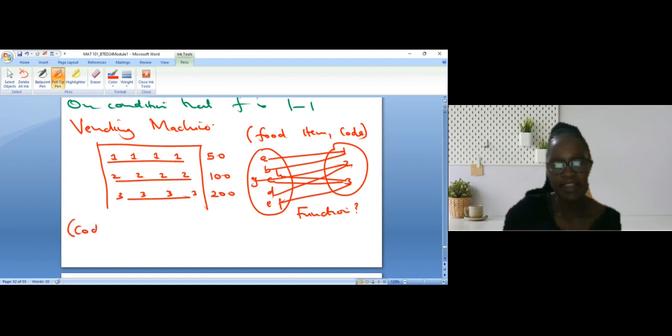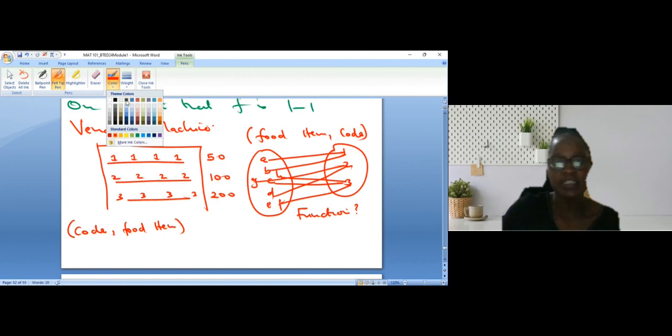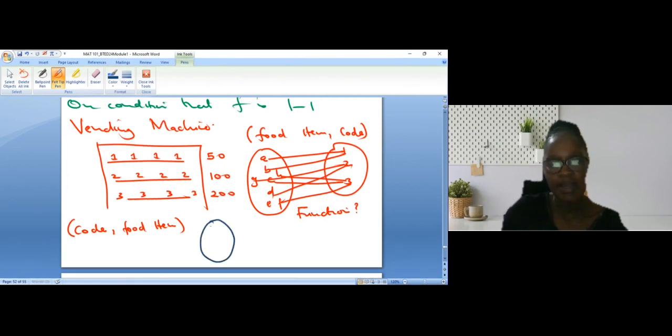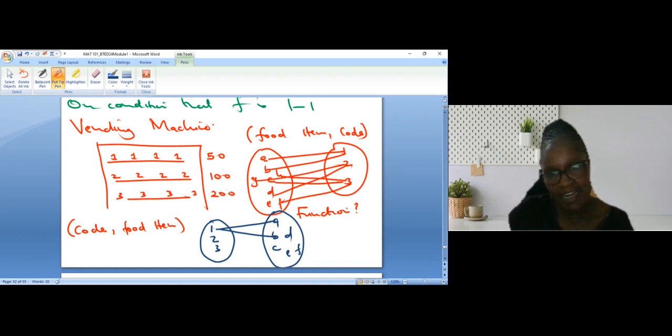However, if I define the relation as code to food item, look at what happens. I have my codes here, and I have so many food items here, A, B, C, D, E, F. So you can see one is assigned to A, one is also assigned to B. You see already the condition for a function fails because you have an input assigned to more than one output. So this fails now, not a function.